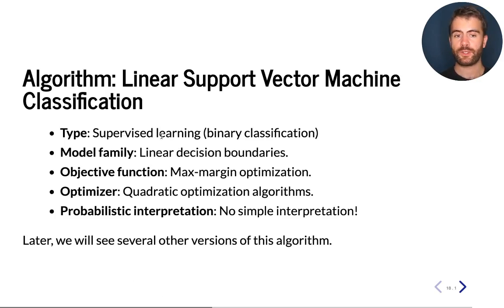It's also a supervised learning algorithm for binary classification. It optimizes this objective function for choosing the max margin using an off-the-shelf quadratic optimization algorithm. So this is our first definition of the support vector machine classification algorithm. And later we will see other versions of this algorithm as well. But for now, this is our first working definition.